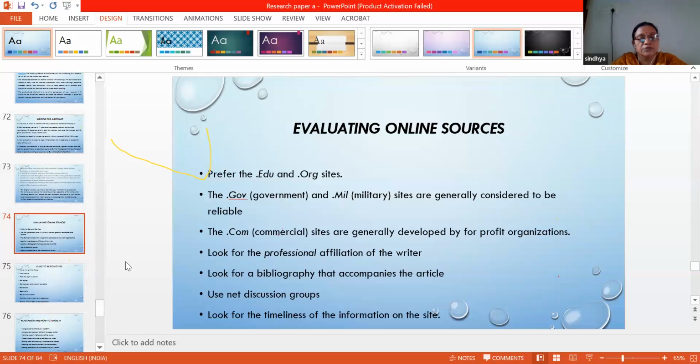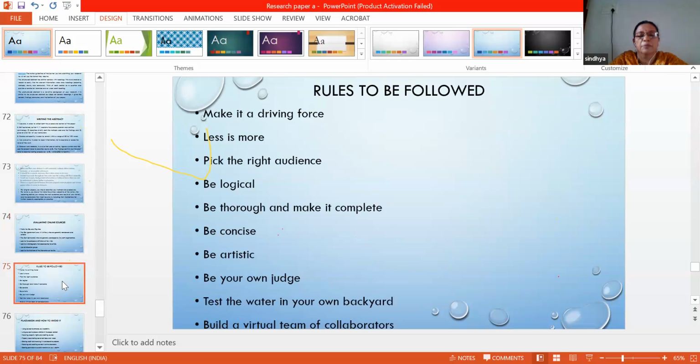So with that kind of timeline, you can check whether the published work was done in a hurry, or it took the review process completely. So all these must be checked while using online resources for your research paper. So the evaluation of online resources is a must while using them for your paper.